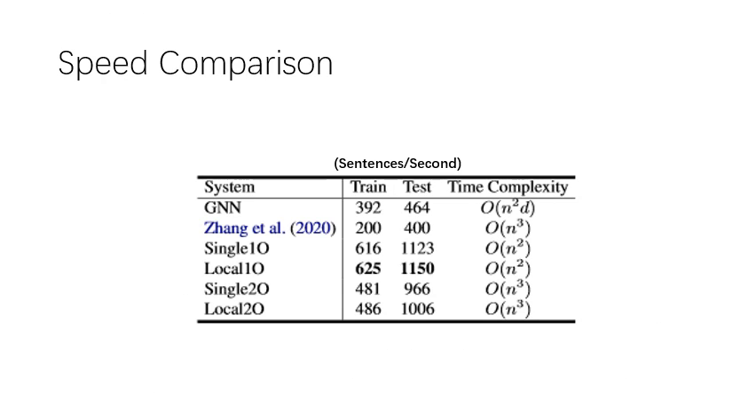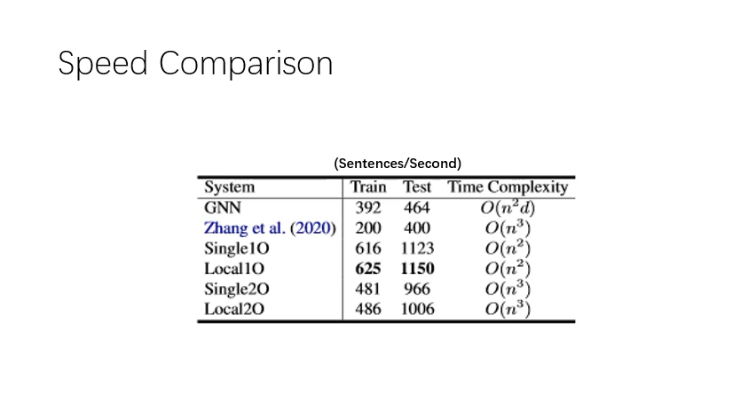We evaluate the speed of different approaches on a single GPU. As shown in the table, our local approach and the single approach have almost the same speed. Our second-order approaches only slow down the training and the testing speed in comparison with the first-order approaches by 23% and 12% respectively. They are also significantly faster than the previous state-of-the-art approaches. Our local 2-O approach is 1.2 and 2.3 times faster than GNN in training and testing, and 2.4 and 2.9 times faster than the second-order tree CRF proposed by Zhang et al.